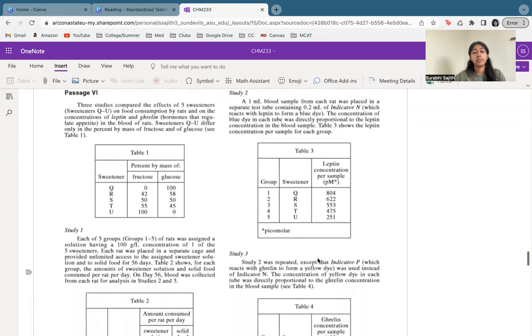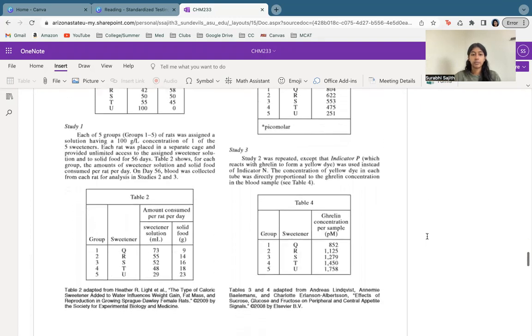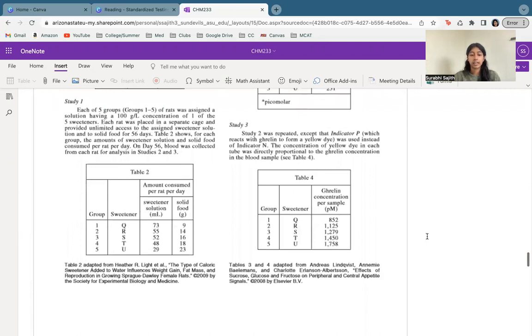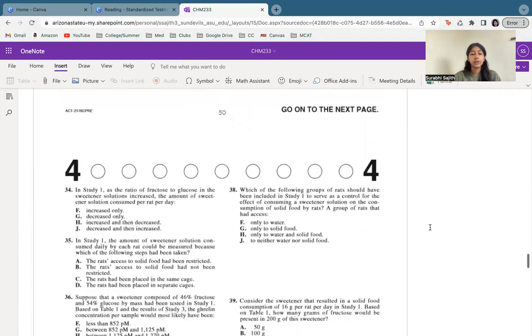If you would like to go ahead and read through this study, go ahead and pause your video right now and read through it. But if not, I'm going to go ahead and jump right into the questions. I'm just going to scroll here for anyone who might be reading through the study. Again, feel free to pause. But let's go ahead and get started.